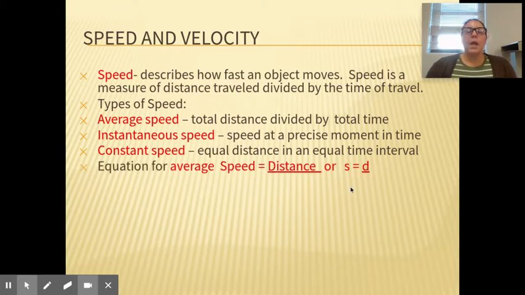Okay. Now, the equation we're going to use for solving our speed and velocity problems today is our equation for average speed, which is distance over time, or S equals D over T.